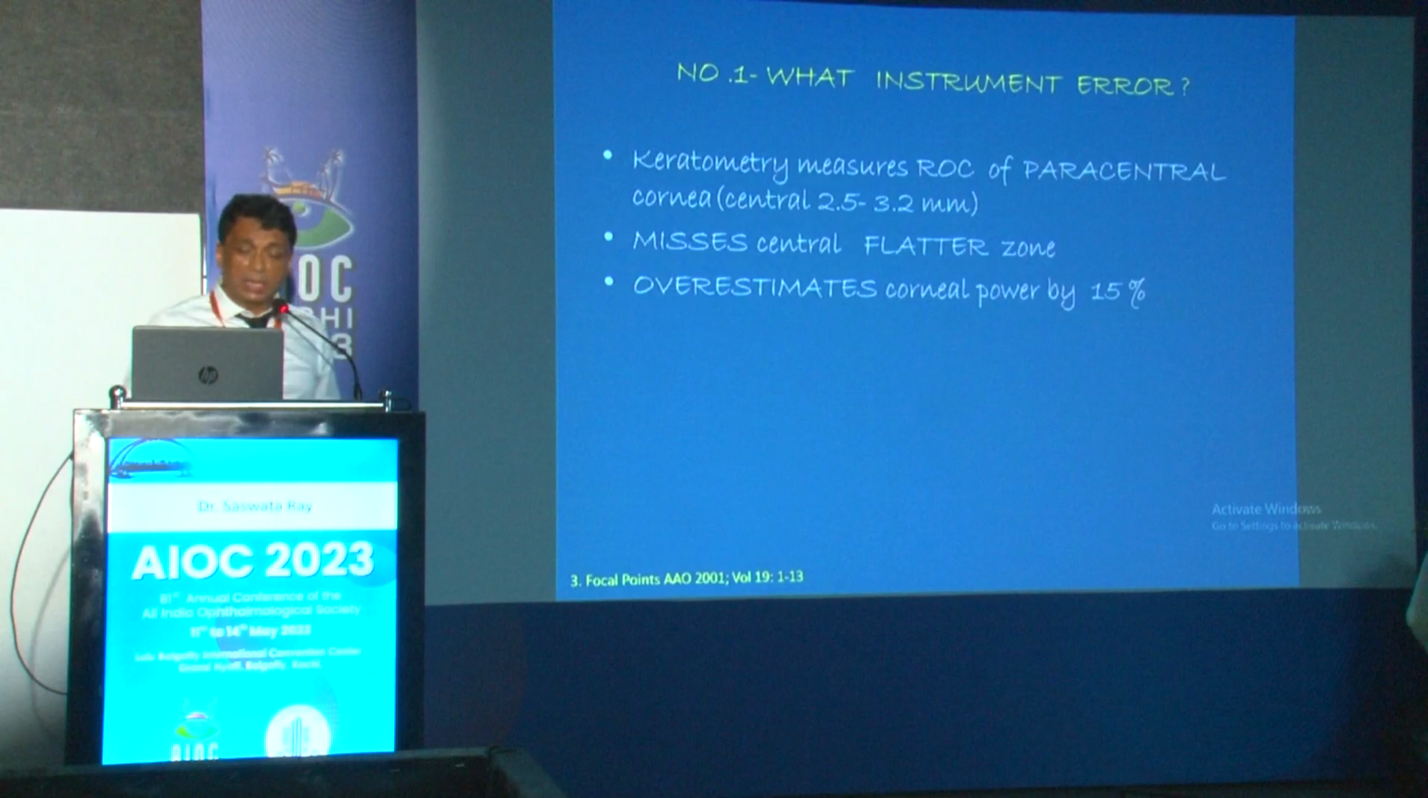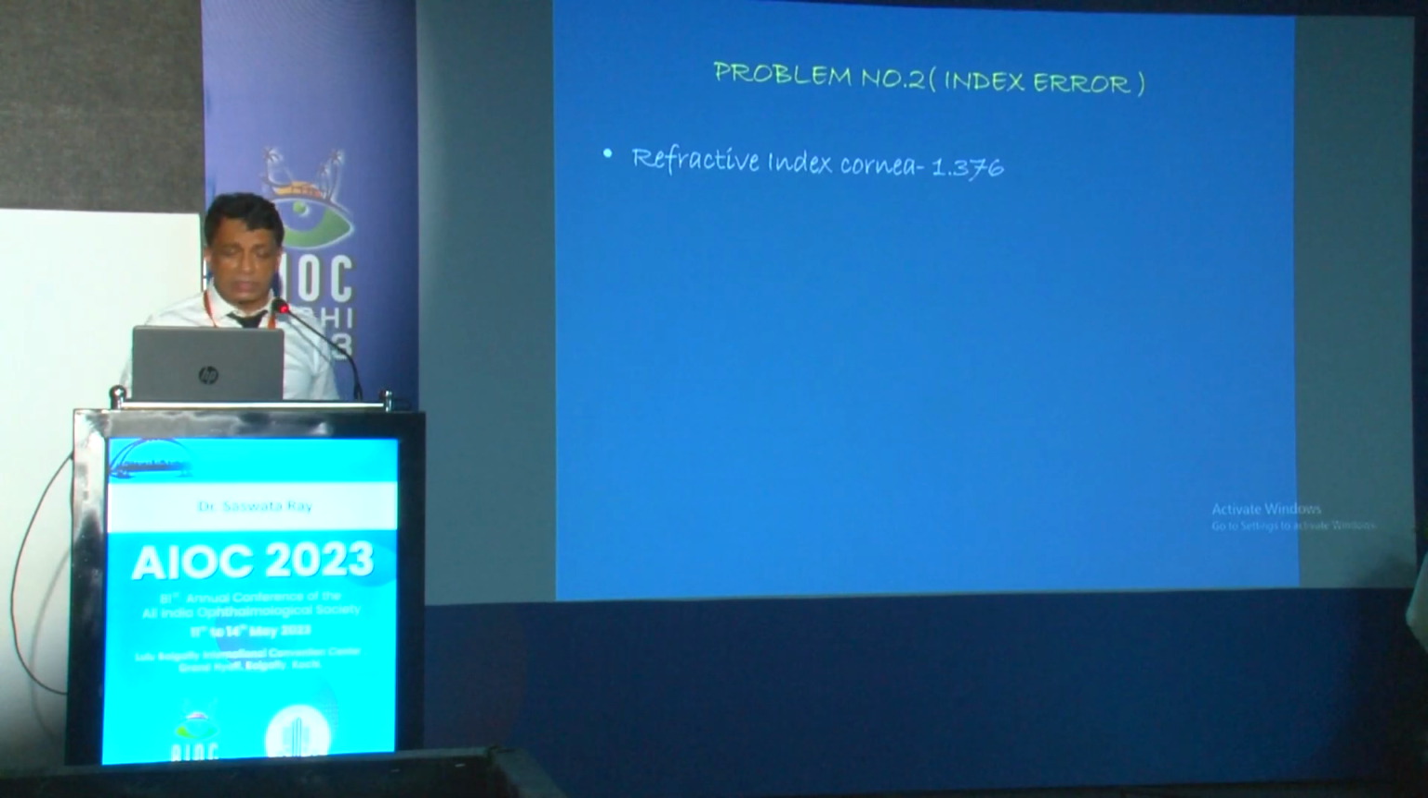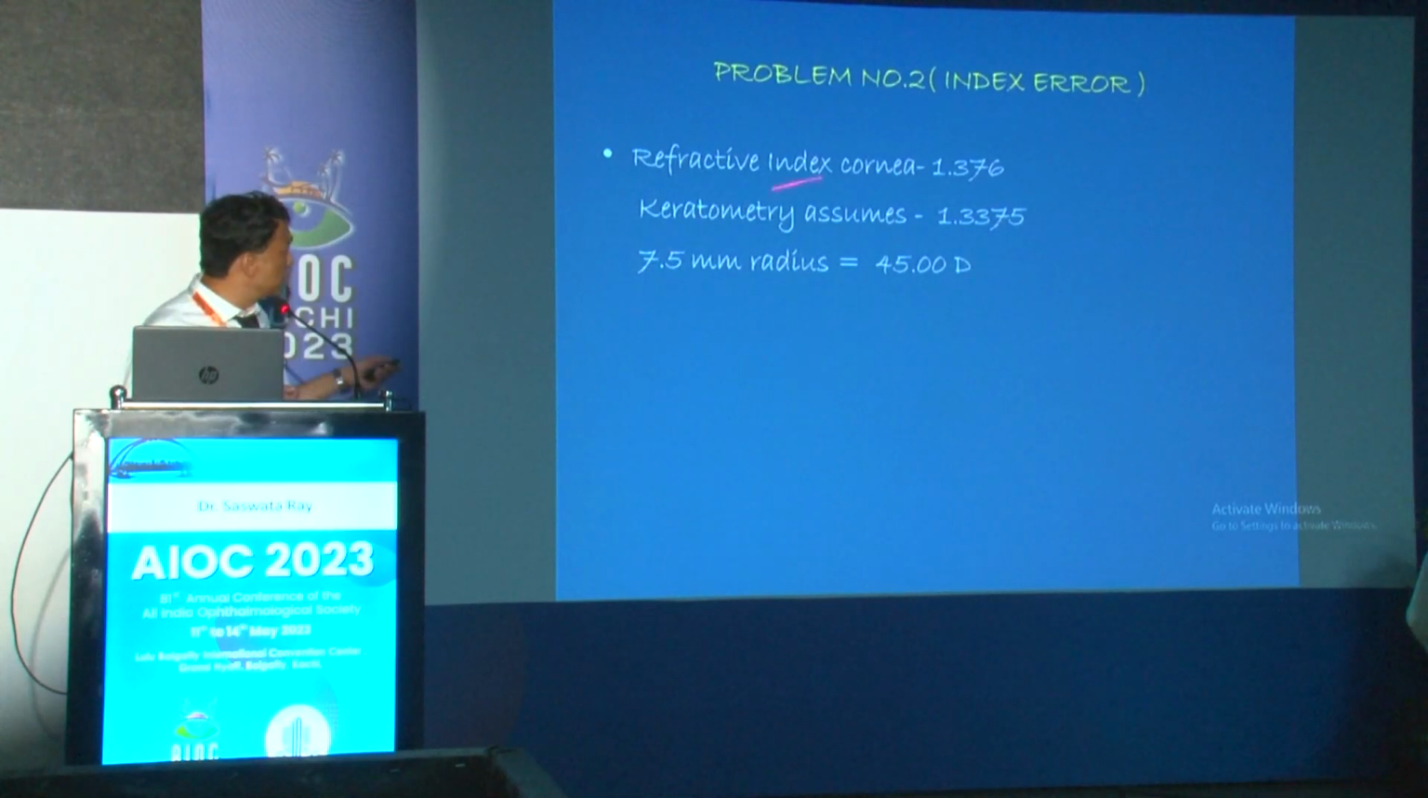Okay, that's one. And second is number 2, index error. Index error has been talked about. See, the refractive index of the cornea is 1.376, but keratometry assumes it's 1.3375. Why is that? Because it makes life simpler, because it converts a 7.5 millimeter radius into 45 diopters.